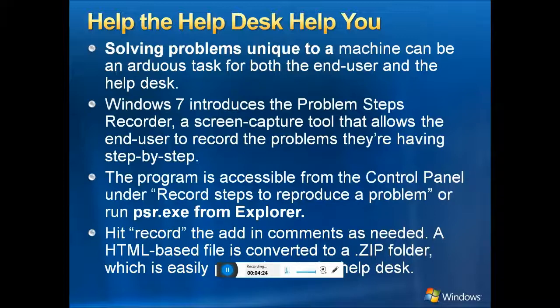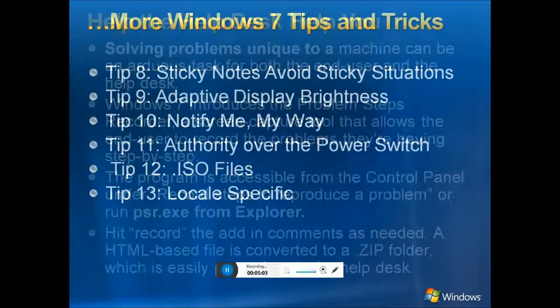Solve the problem. Windows 7 introduced the Problem Steps Recorder, a screen capture tool that allows the Windows user to record the problems they encounter step by step. The program is accessible from the Control Panel under Record steps. Reproduce the problem, or run psr.exe from Explorer. It records the steps, allows you to add comments, and produces an HTML-based file converted to a zip folder. It is very easy for the help desk.